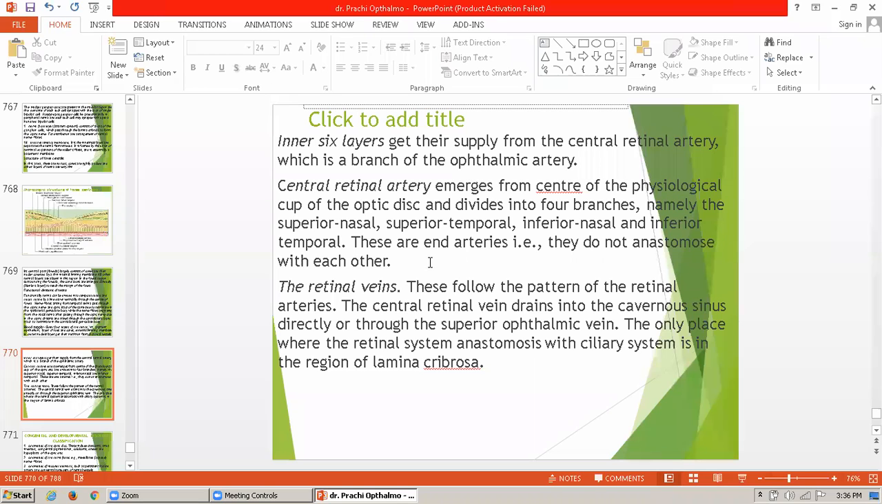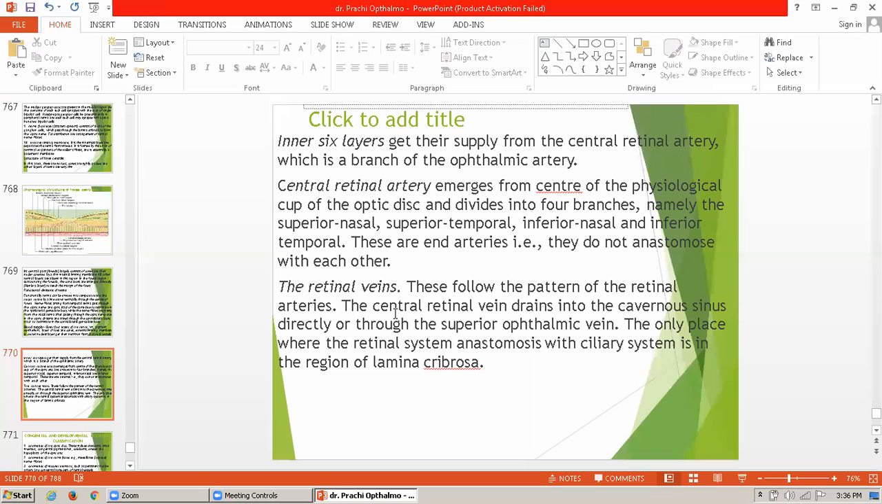So the central retinal artery, a branch of the ophthalmic artery, emerges in the center of the physiological cup, which is a depression in the center of the optic disc, and divides into four branches: superior nasal, superior temporal, inferior nasal, inferior temporal. These are end arteries and they do not anastomose with each other.